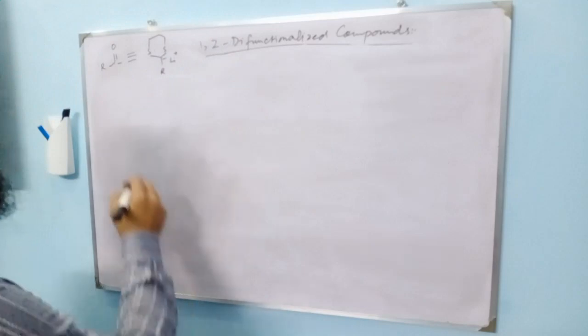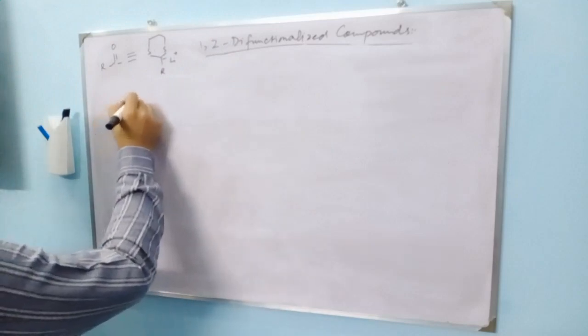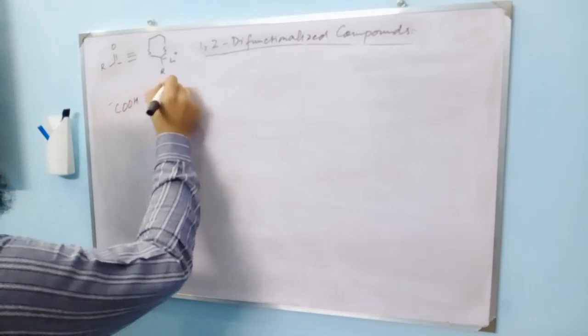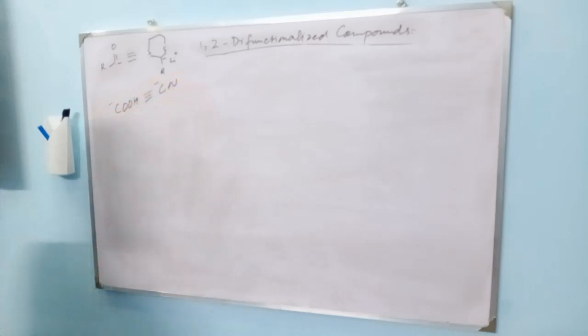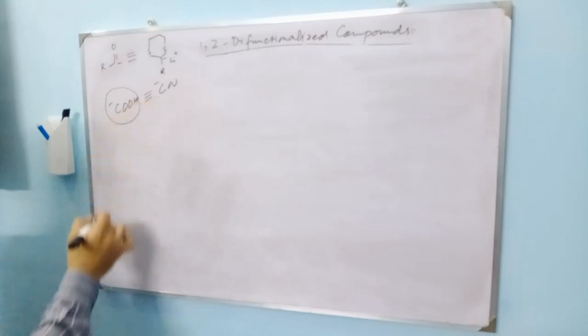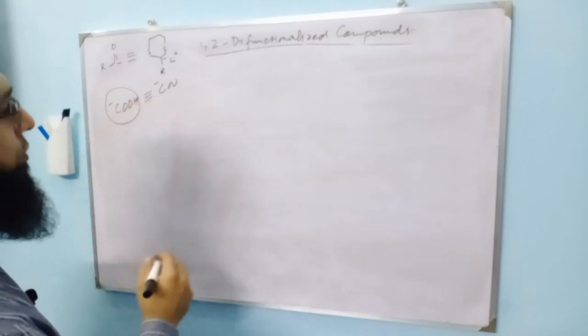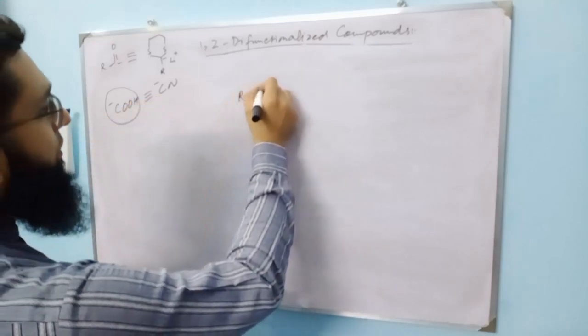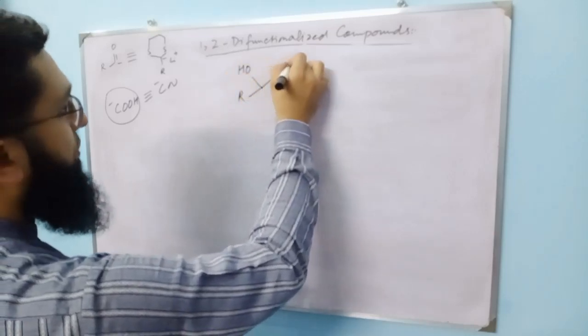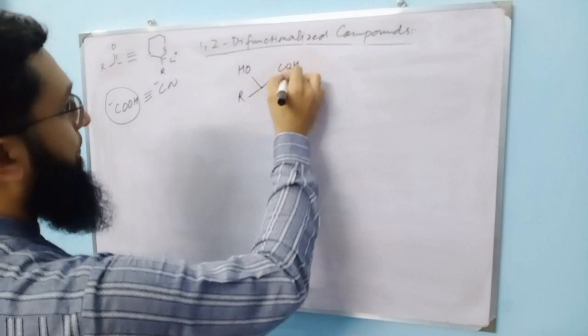So next case is the use of cyanide ion as equivalent of carboxylic acid anion, and we know that if we have this type of synthon, we do not have a reagent for this type of synthon. So therefore we can use cyanide ion as equivalent to this synthon, and we can use this synthon or reagent for the preparation of compounds like this.